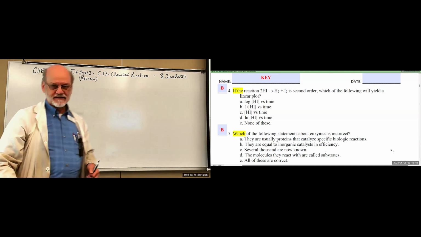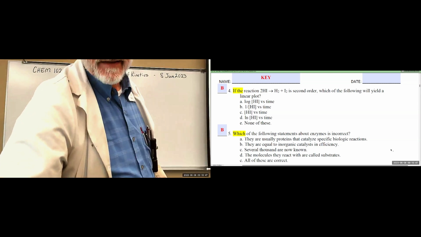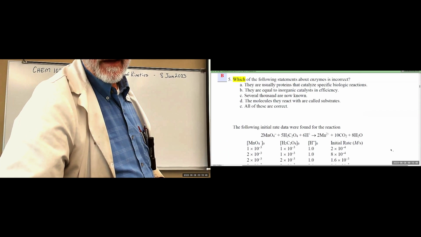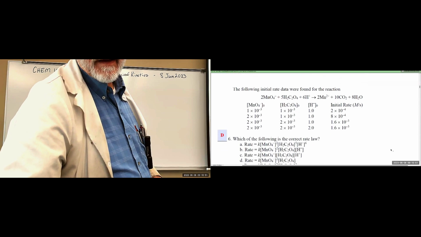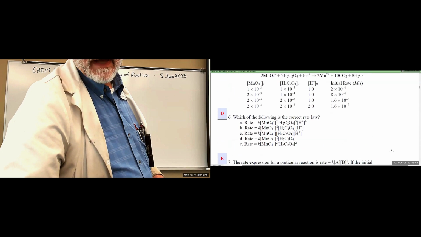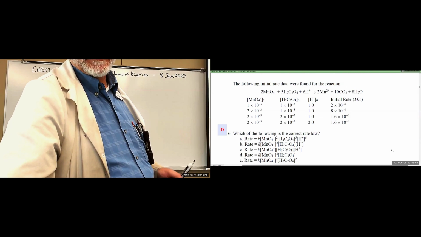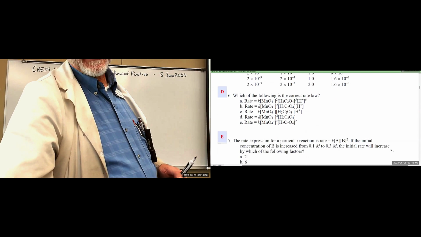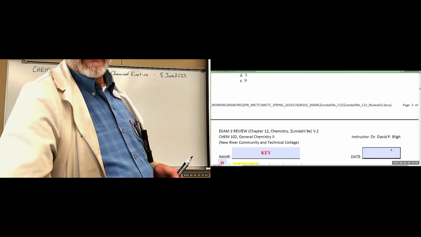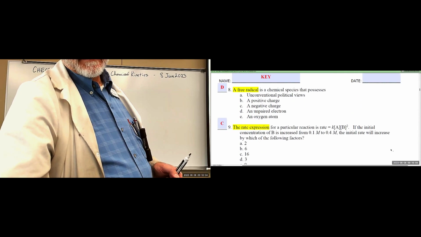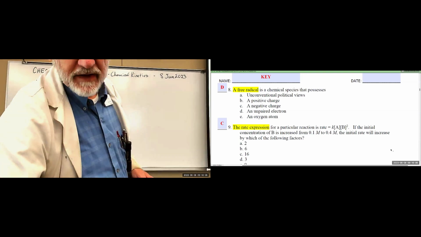All right. Let's see. We're going to skip 6. I know I've got a sample problem in here for method of initial rates. That's not it, so we'll just skip that one. Number 8. Let's see if I can get them both on there.